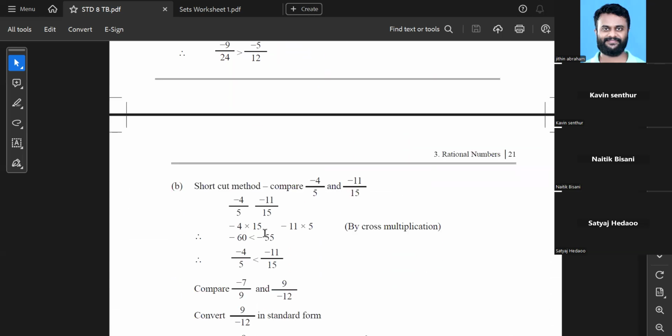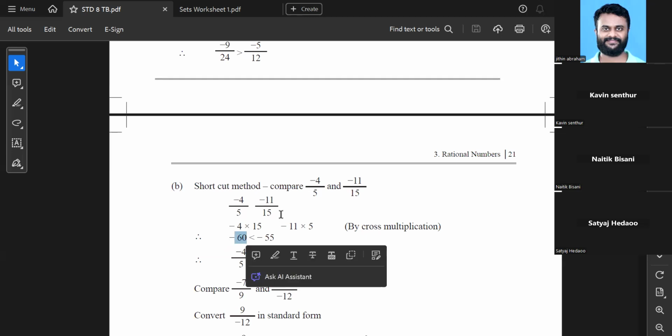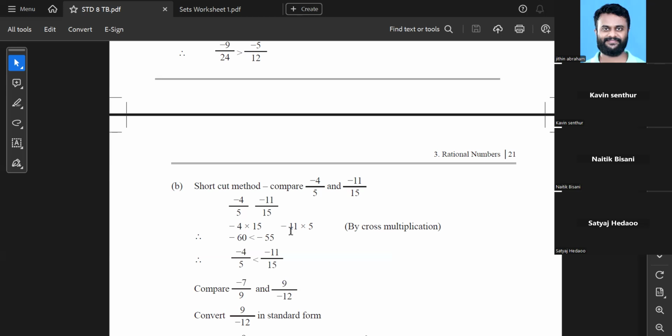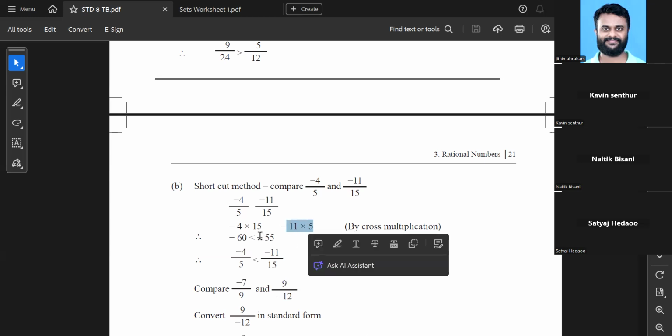Now there is a shortcut method to compare. The shortcut method is basically cross multiplication. For example, in this case, if you have minus 4 upon 5 and minus 11 upon 15, you simply cross multiply. Like you take 15 to this side and 5 to this side. So 15 multiplied by minus 4, you get minus 60. And another one is 5 multiplied by minus 11, you get minus 55.